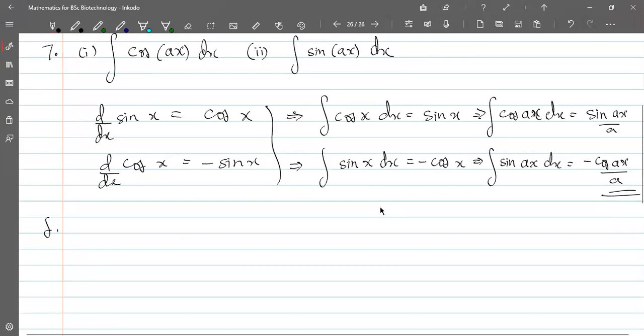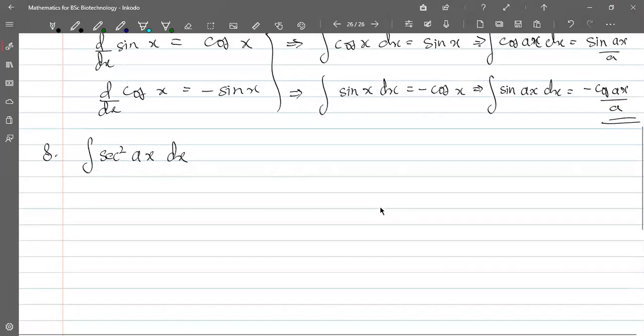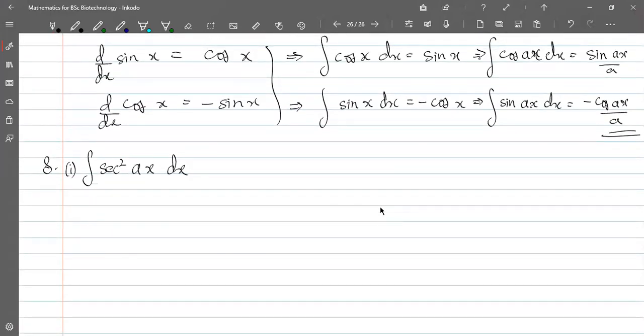So as homework, find the remaining simple integrals or antiderivatives. So integration of secant square ax. We are not going to integrate tan x right now. That requires more technique, because you can remember that we have never obtained tan x as a derivative of something. We differentiated tan x to get something, but we didn't get tan x itself as the derivative of anything.